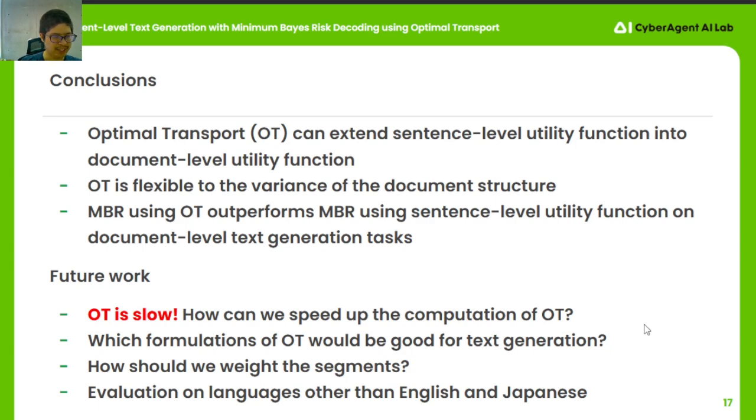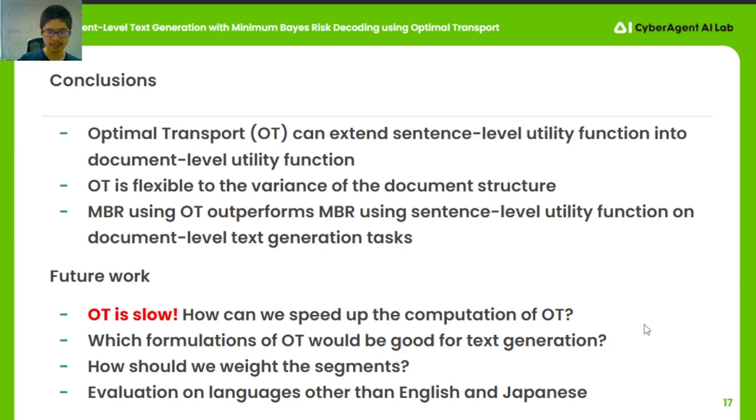The future work is that optimal transport is slow. I should say MBR is already super slow, and optimal transport is going to make it even slower, so we have to think about a way to compute it faster. There is a lot of work in optimal transport, so I guess some of it will be useful. Also, there are hundreds of formulations in optimal transport, and in this work we only used 2. So the best variation of optimal transport for text generation is yet undiscovered.